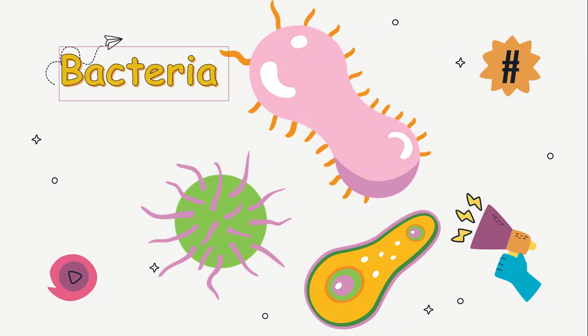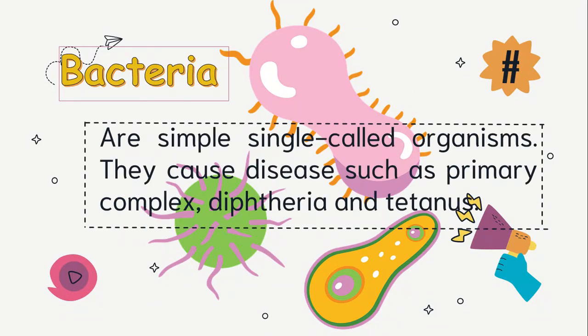So next would be the bacteria. This is what bacteria look like, no? They are simple single-celled organisms. They cause diseases such as pneumonia, cholera, diphtheria, and tetanus. Bacteria are found almost everywhere on Earth. The human body is full of bacteria, diba? We have good bacteria and bad bacteria. In fact, the body is estimated to contain more bacterial cells than human cells.